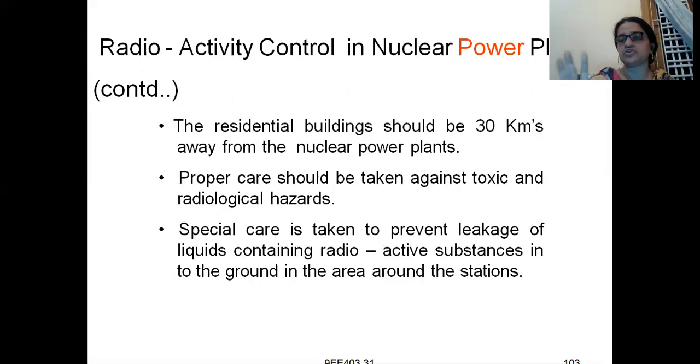Everything should be done according to the applied conditions. Special care is to be taken to prevent the leakage of liquids containing radioactive substances into the ground in the area around the station. Why is special care to be taken? To prevent the leakage of liquids containing radioactive substances into the ground in the area around nuclear power stations. I mean, leakage of liquids containing radioactive waste.